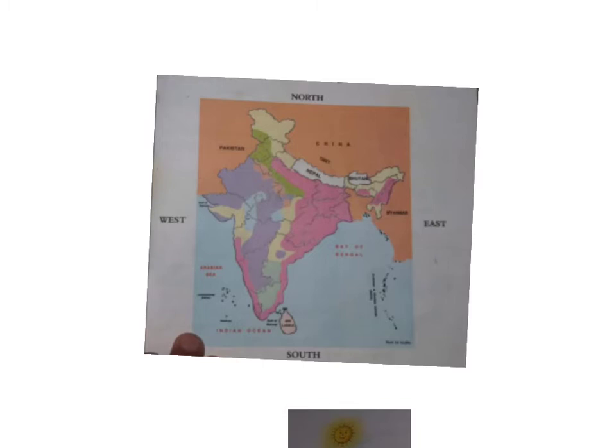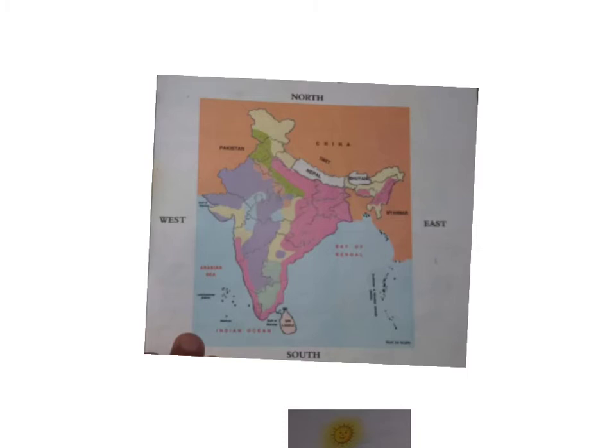Dear students, the top of the map shows the north. The bottom shows the south, as shown in the picture. The right of the map indicates the east. The left indicates the west. This is a picture of a map in which you can see the 4 directions, that's north, south, east and west. Dear students, all the maps have the same pattern of showing the directions.